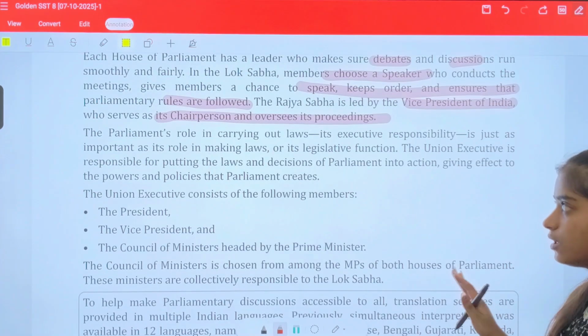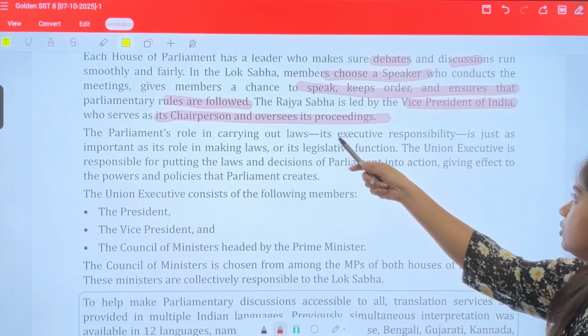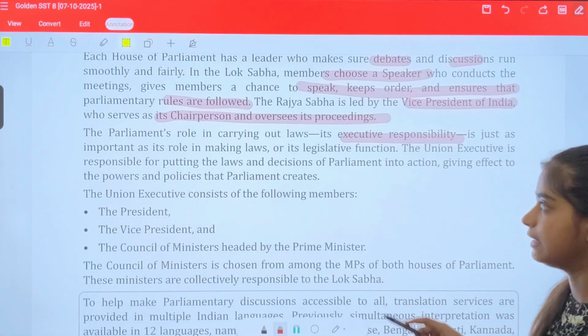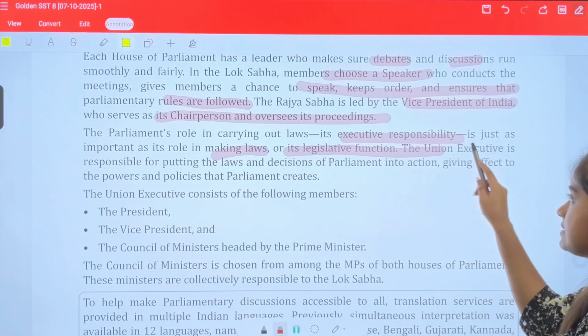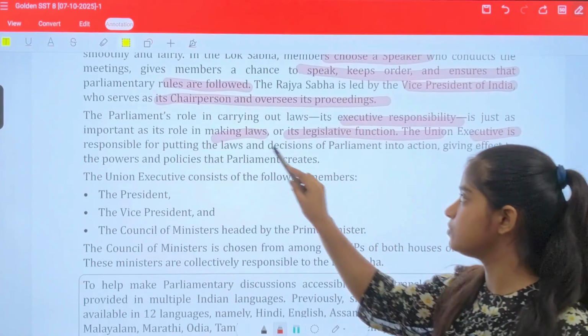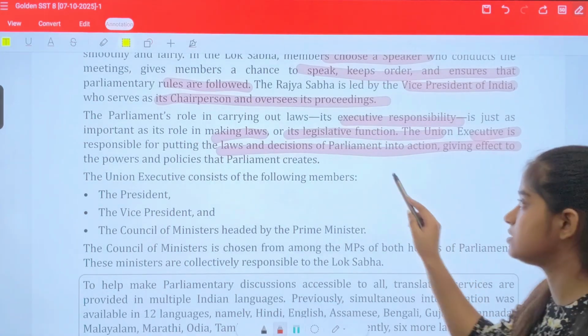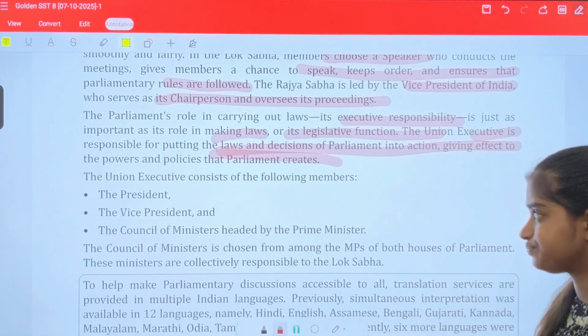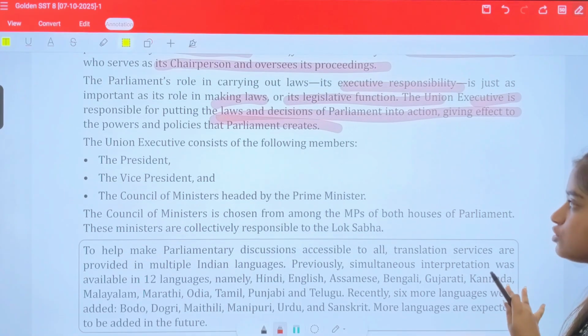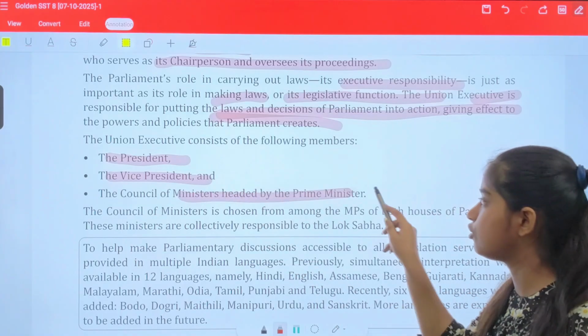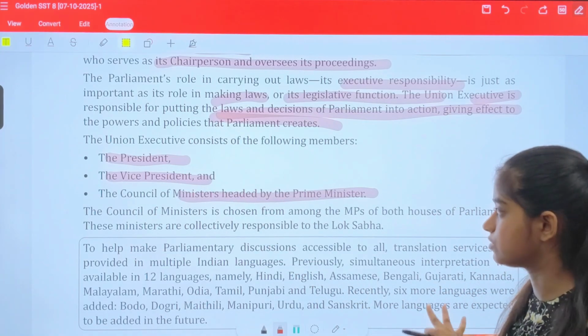Okay, the parliament's role in carrying out rules is its executive responsibility. It's just as important as its role in making laws, or legislative functions. The union executive is responsible for putting the rules and decisions of parliament into action, giving effect to the powers and policies that parliament creates. The union executive consists of the following members, which include the president, vice president, and the council of ministers, which is headed by the prime minister.